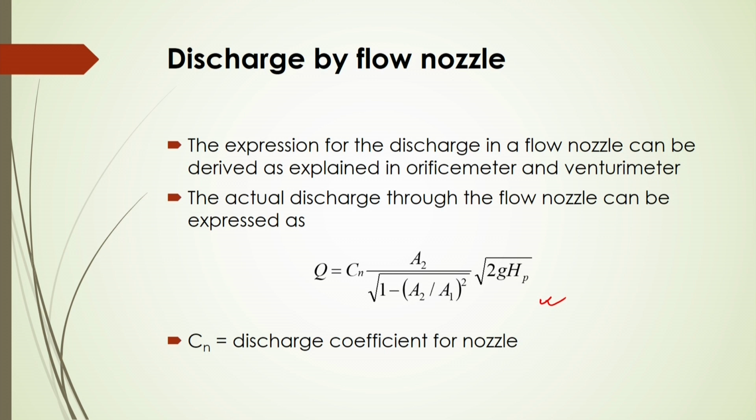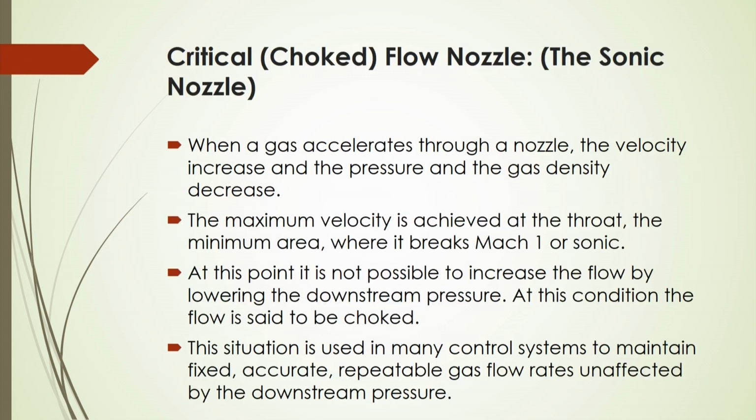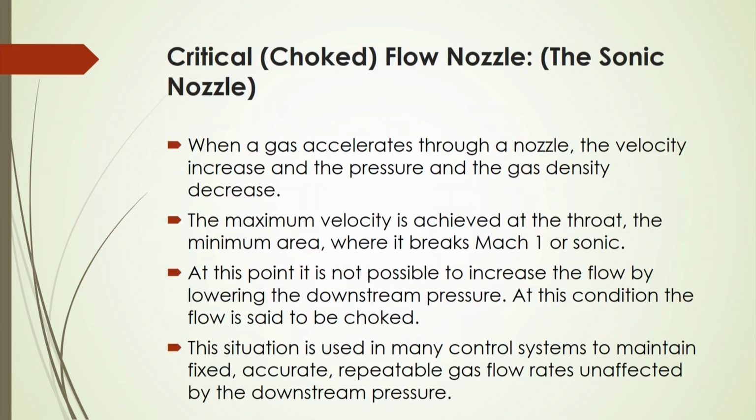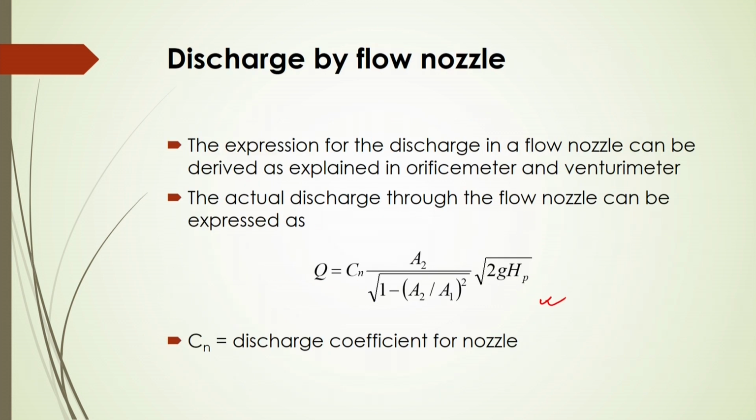In this case C n is called the discharge coefficient for the nozzle, and A 2 and A 1 are given in these sections. This is A 1, the pipe cross sectional area, and A 2 is the nozzle cross sectional area. If you know the nozzle cross sectional area and the pipe cross sectional area, then from the pressure difference you will be able to calculate the discharge. For the actual discharge by this flow nozzle, you have to incorporate the discharge coefficient C n, which is taken as 0.95 in most cases.